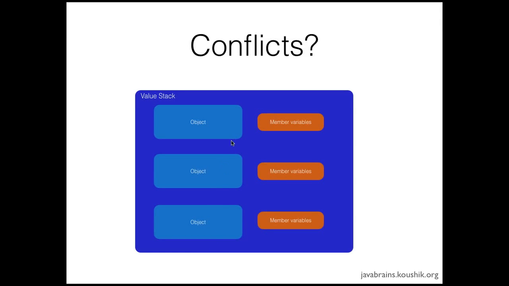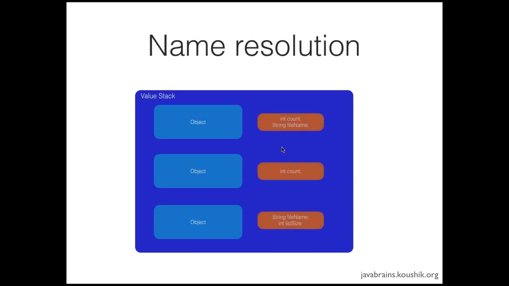So what the value stack does is it kind of looks from the top down, and whatever is the first member variable that matches the request, it just hands it over. It's as simple as that. So what I mean by that is, let's take this example. I have an object that has an int count and a string file name. I have one more object below it in the value stack which has an int count, and I have another object below it which has a string file name and an int list size.